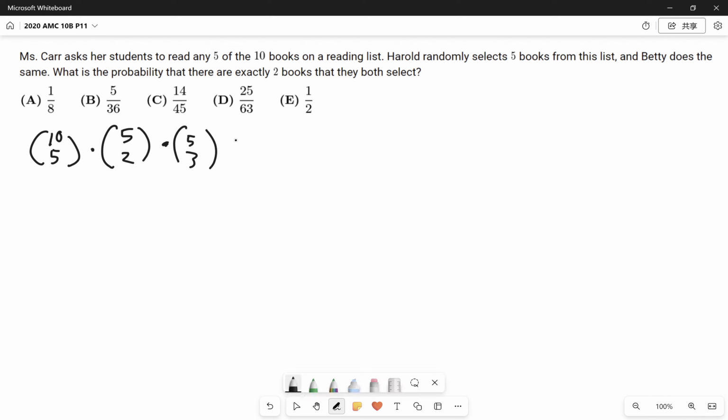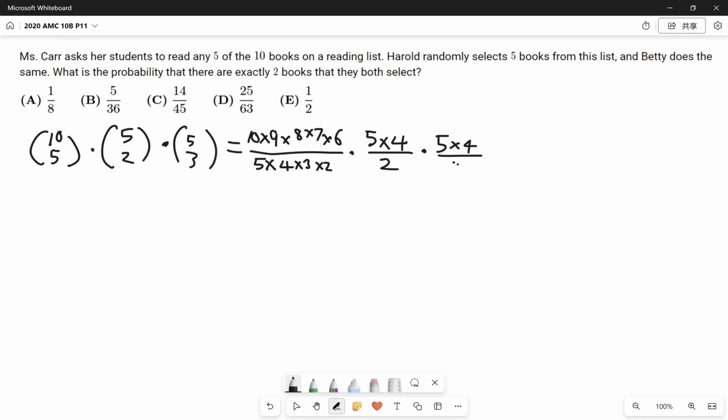Okay, so let's just compute that firstly. We have 10 times 9 times 8 times 7 times 6 over 5 times 4 times 3 times 2. And then we have 5 choose 2, which gives us 5 times 4 over 2. And then we have 5 choose 3, which is equal to 5 choose 2, so that's also 5 times 4 over 2.